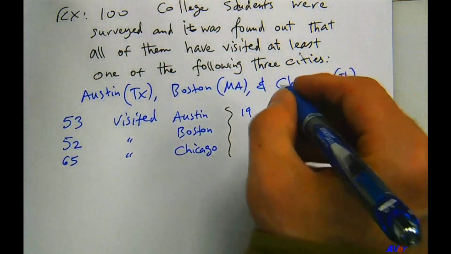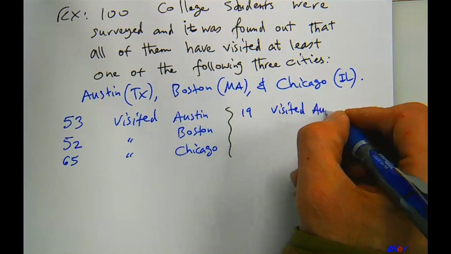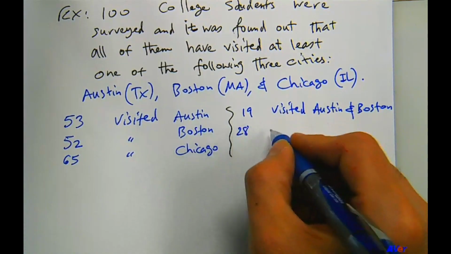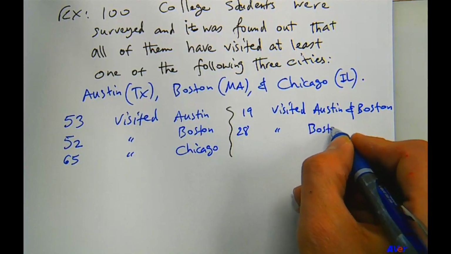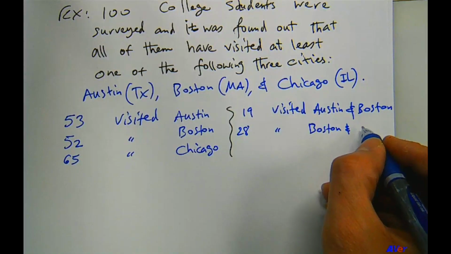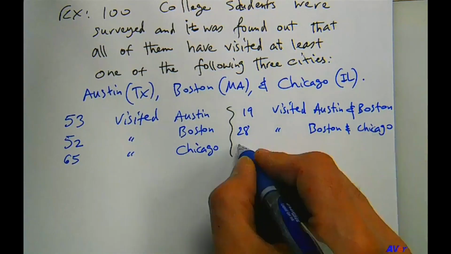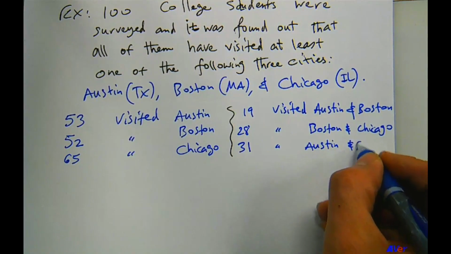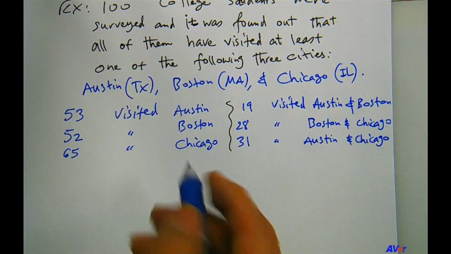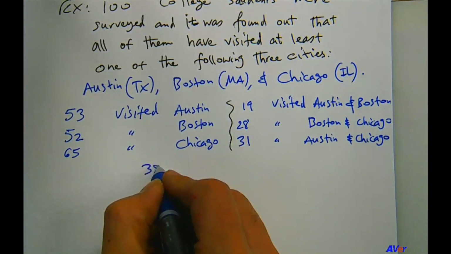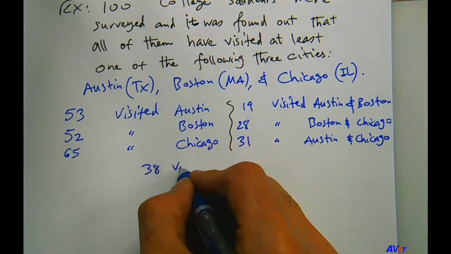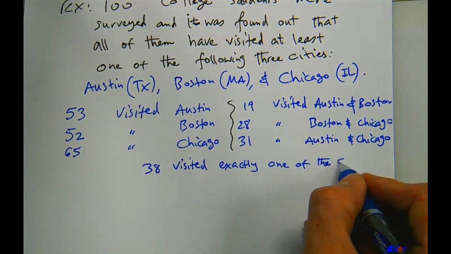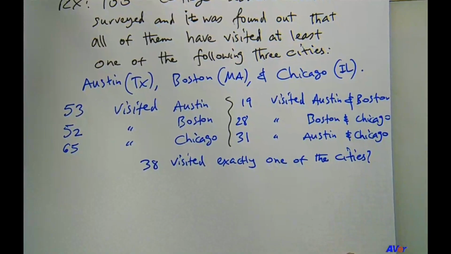We have 19 who visited Austin and Boston, and we have 28 who visited Boston and Chicago, and we have 31 who visited Austin and Chicago, and we have, at the very bottom, 38 who visited exactly one of the cities. Okay.